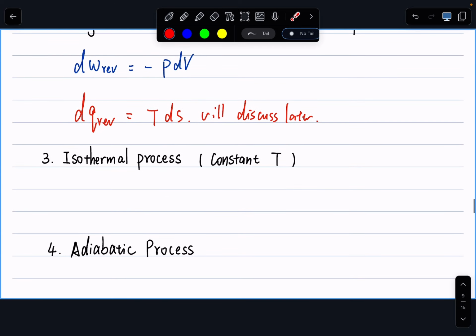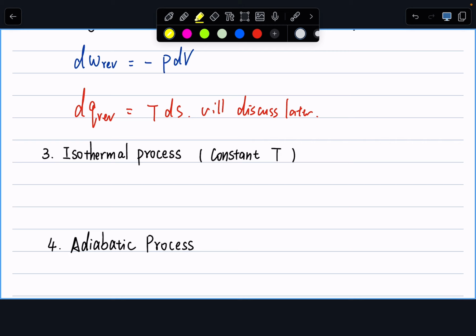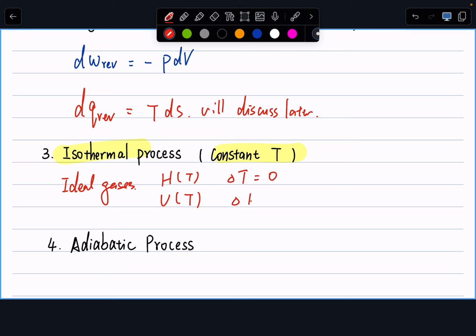And then we have isothermal process. So get familiar with, say, isothermal, constant T, right? That should be the link in our mind that we make. Now, in this case, what do we know? We know that for isothermal processes, if we have ideal gases, my H only depends on temperature. U only depends on temperature. So for an isothermal process, my delta T equals 0, thus my delta H and delta U will equal 0 for ideal gases.